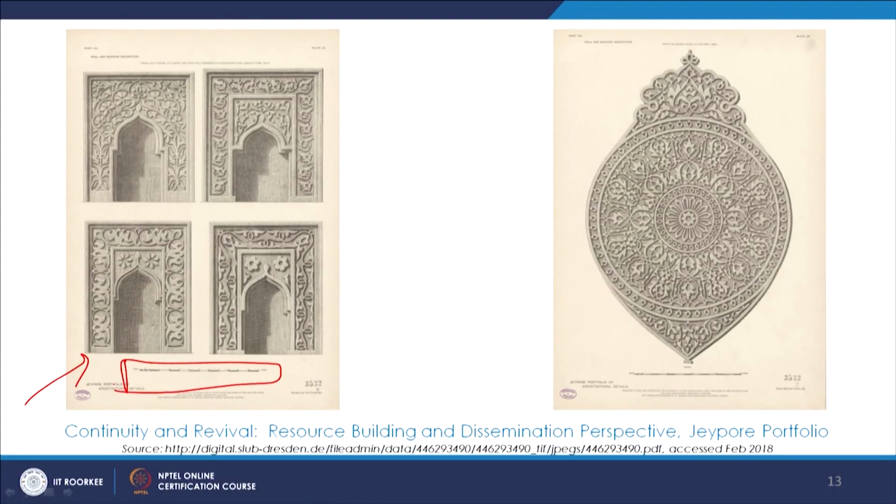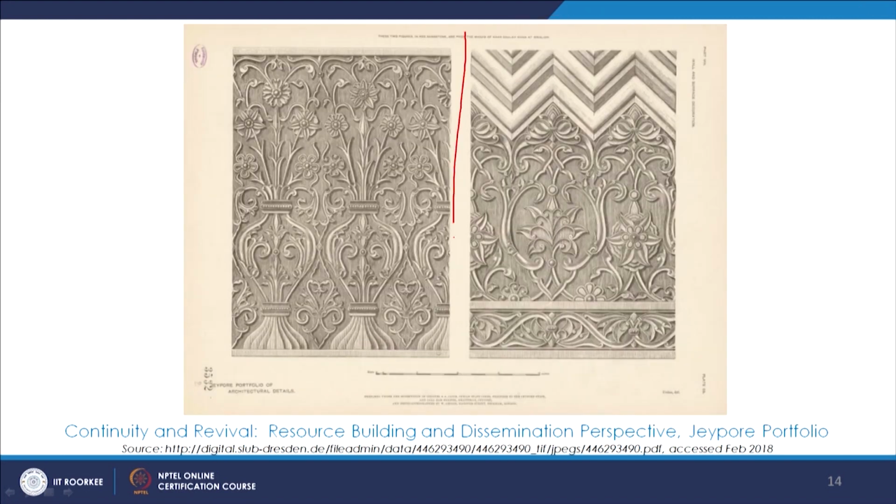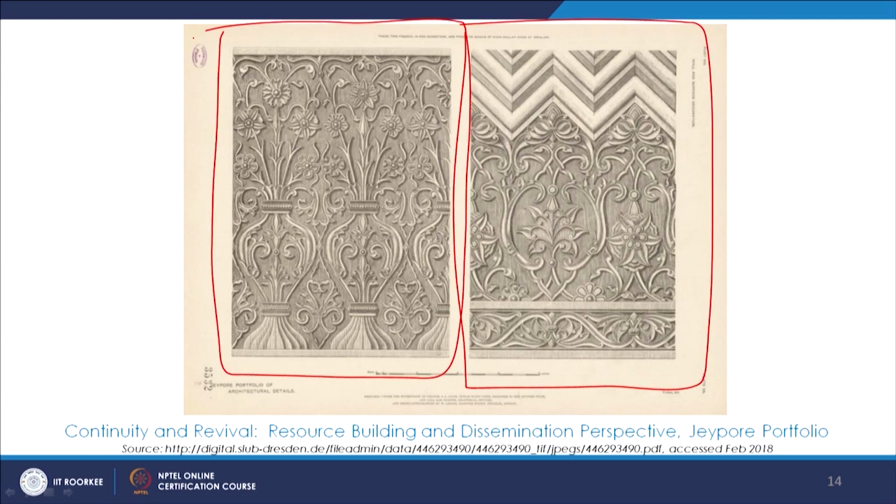Again, continuing with the Jaipur portfolio, we see a lot of details and documentation, and this resource hub is being created by adding details. These are some more details on scale, and with all the details, this motif is different, here the detailing is different, and then over here. Similarly, we see this detail in another plate of the Jaipur portfolio. Some more very beautiful, intricate details of the wall decoration and the surface decoration.